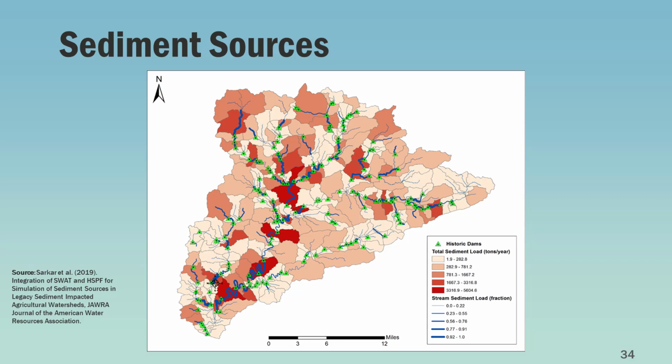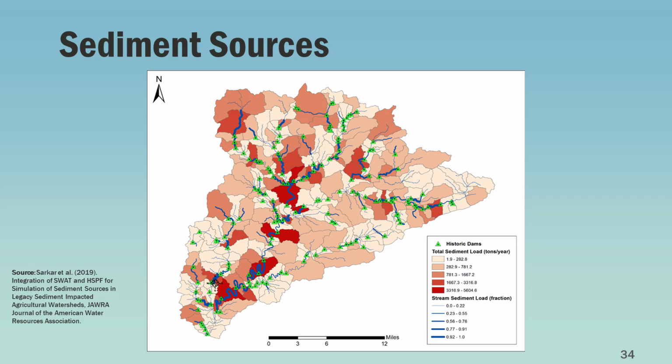The figure here shows the locations of the historic mill dams, along with the total loads that is simulated by the linked SWAT HSPF system. The color, as you go from a flesh color to a more maroon tone, just shows that the total load coming out of that particular subbasin is higher. The thickness of the reaches shows the relative contribution from the hill slope areas versus the stream areas.